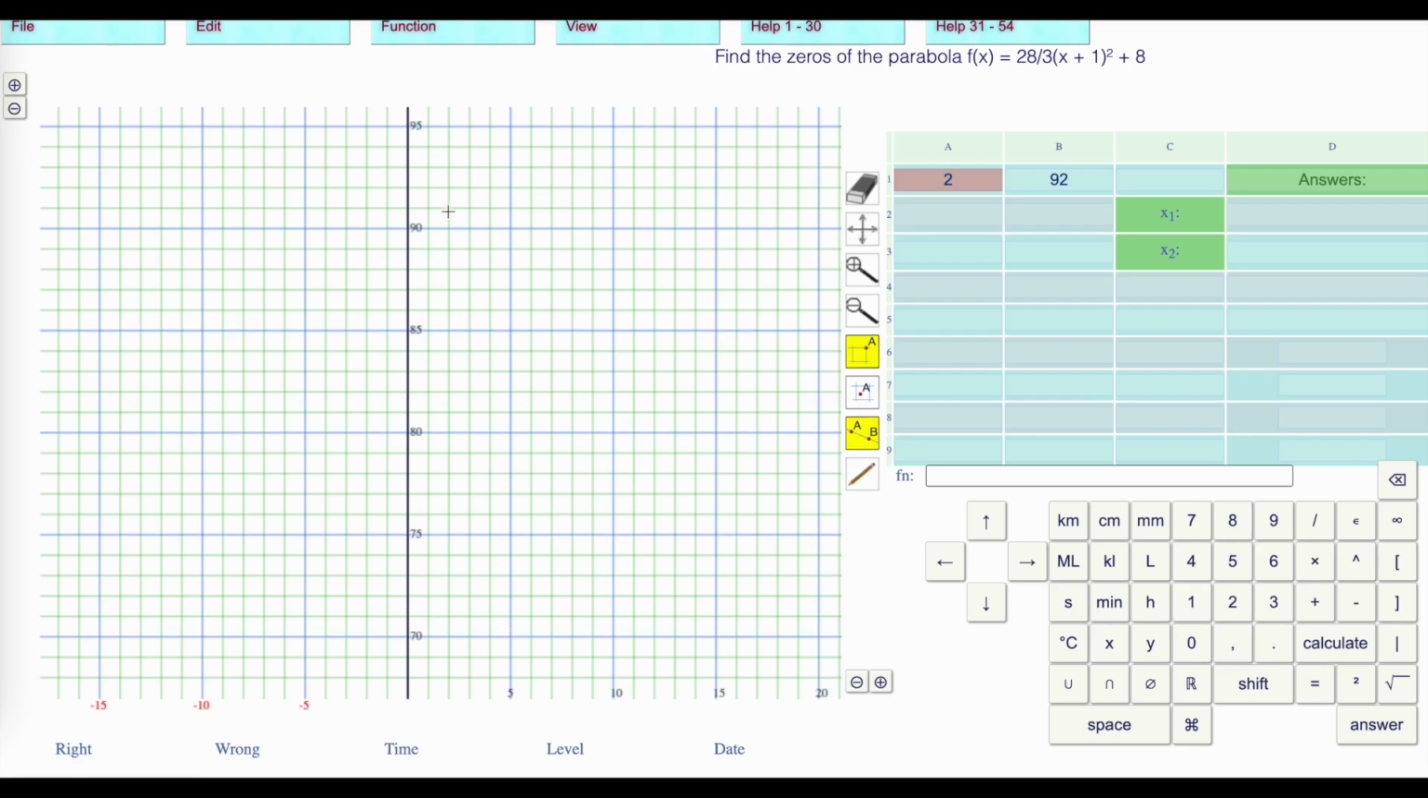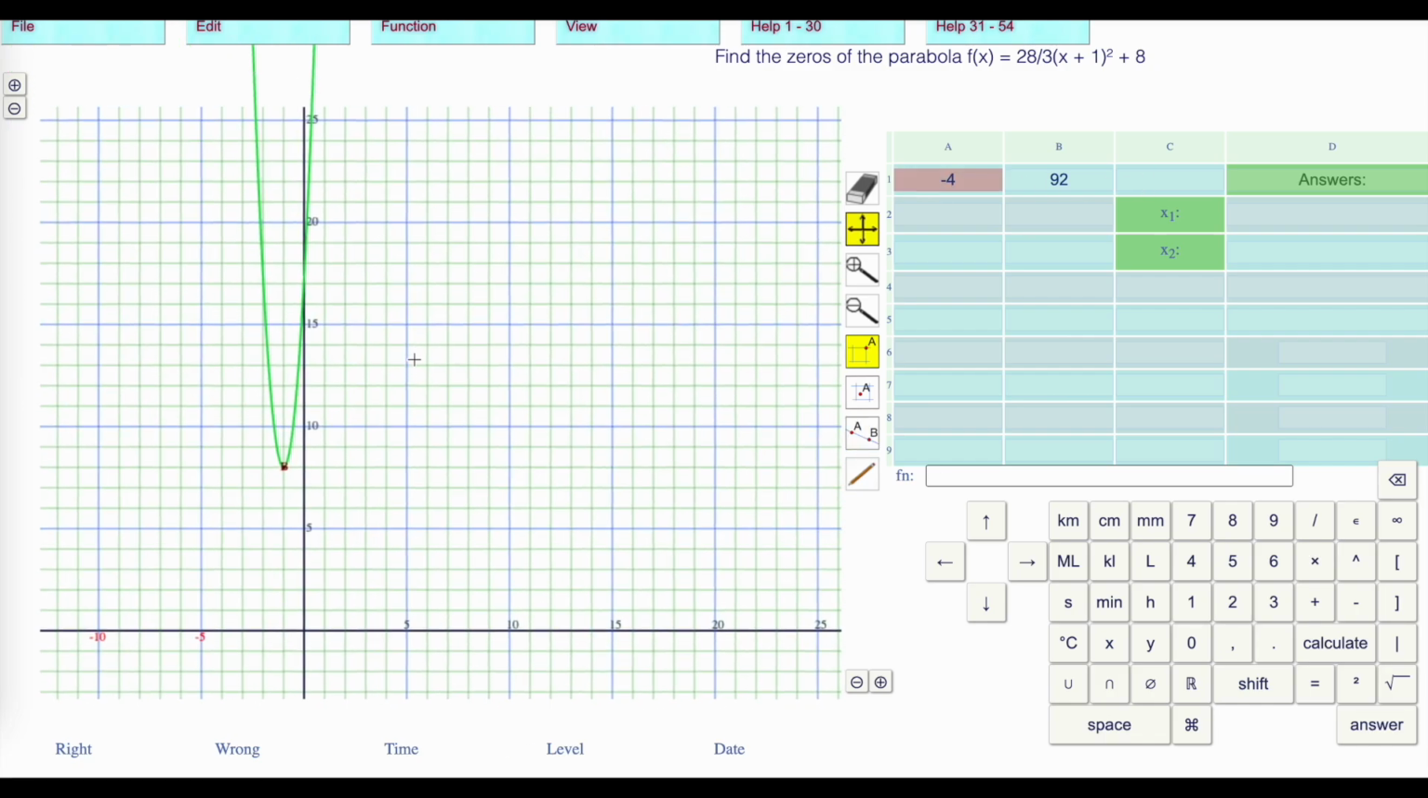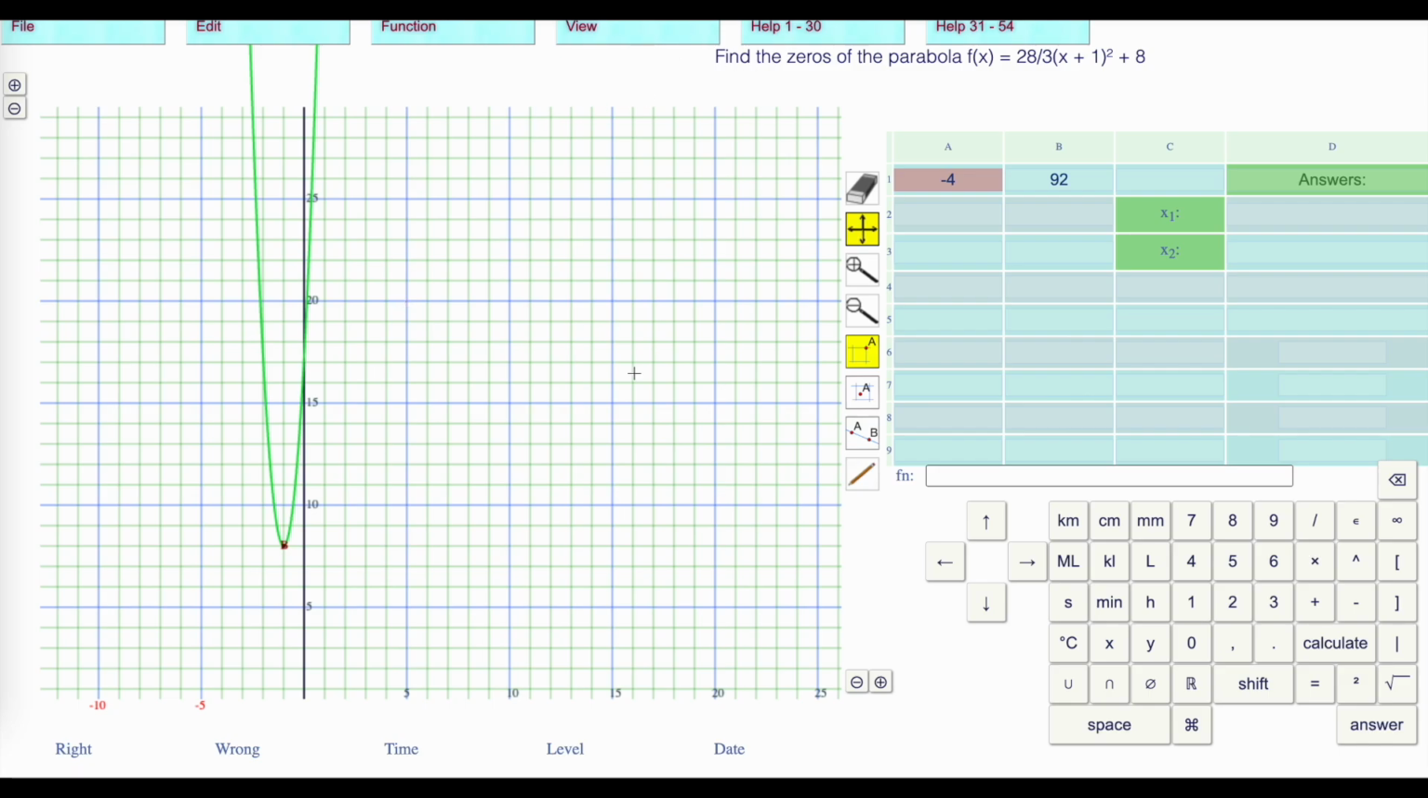At 2, we get 92. That's 3 steps away from the vertex: 1, 2, 3. Go through on the other side: 1, 2, 3. At negative 4, we should also have 92. Put in negative 4, we also have 92. This is what your parabola looks like. It's opening up. There are no zeros.